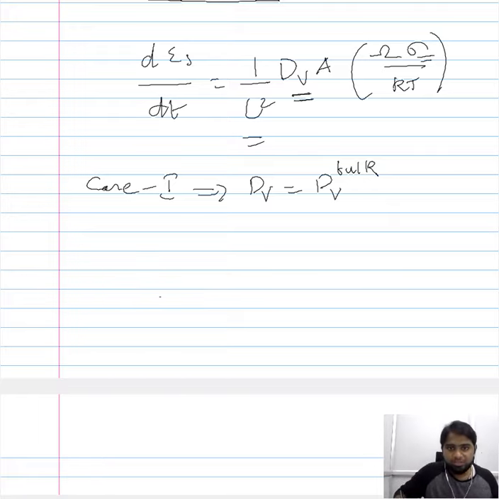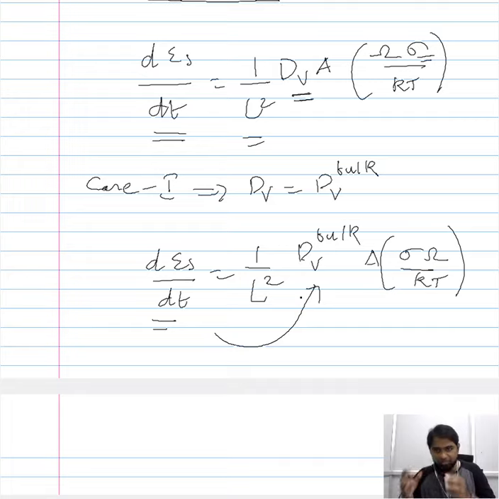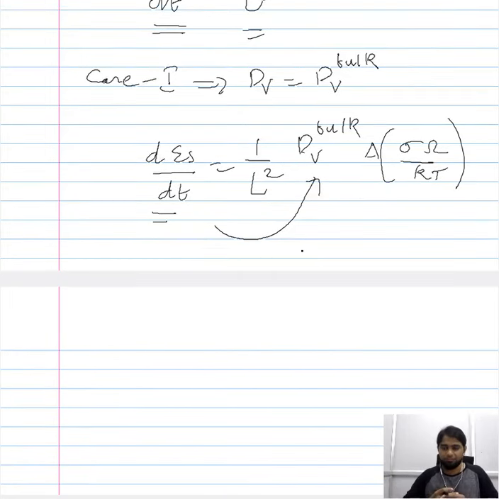Then the expression would be written as, you substitute this here, 1 by L square, D_V bulk, and the constant terms here. So what we have essentially done is relate this particular creep rate to a specific form of diffusion, the bulk diffusion, and we have considered the appropriate diffusivity there. This form of diffusion and the creep rate associated with it is referred to as the Nabarro-Herring creep.